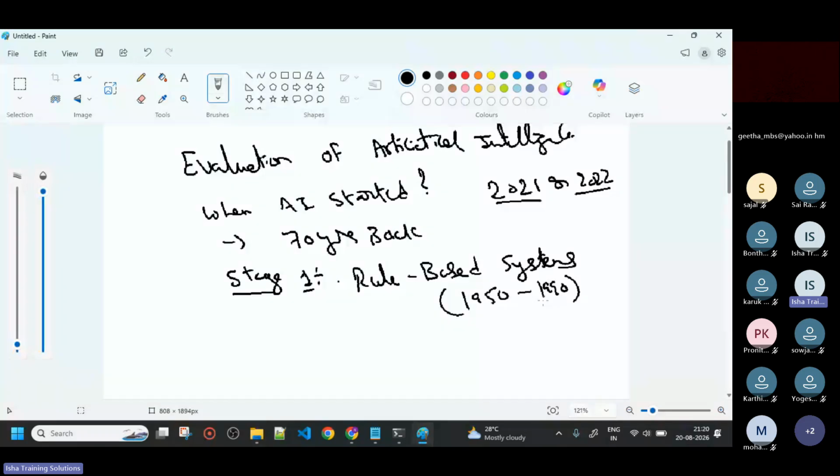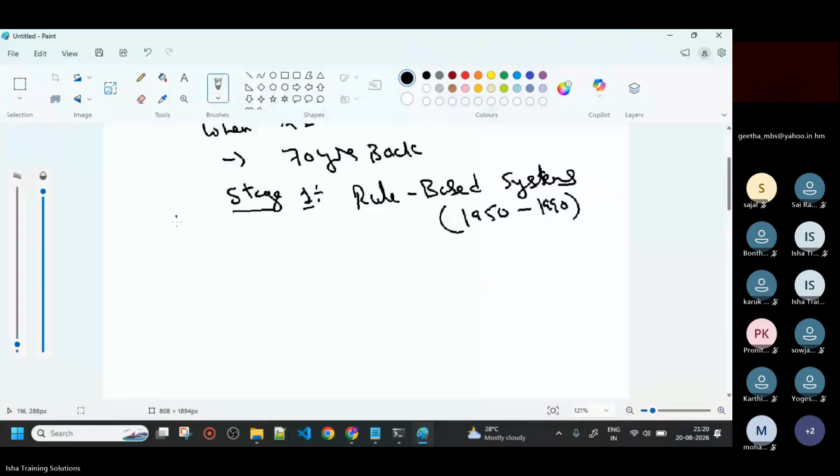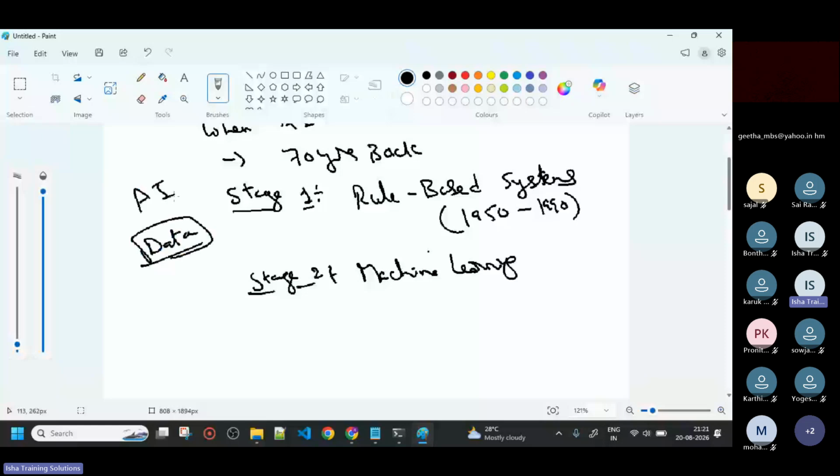Now the second stage of the evolution is machine learning. The most important thing in AI is data. Without data, there is no AI. Remember that data is the most important thing for AI. So machine learning understands this. The machine starts learning from data. The first thing it learned from data was emails, which is spam detection. They tried it with spam detection.